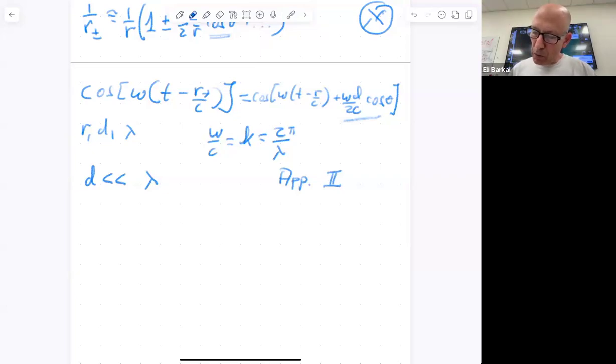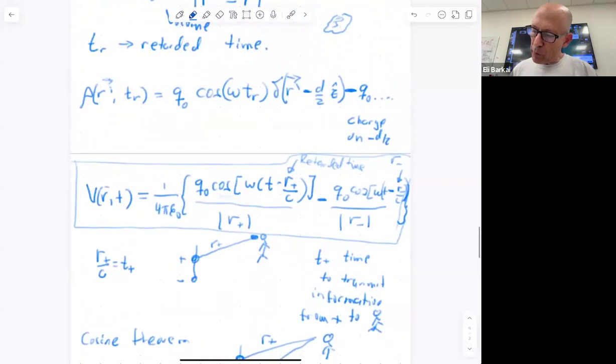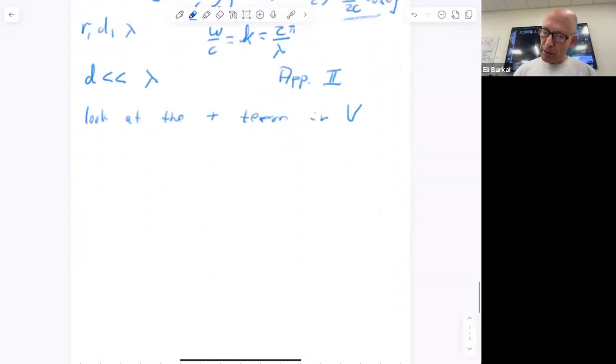So let us look at the plus term in V. So again, I go back here. What I mean by plus term, this is the term with the plus. The other term here is with the minus. I'm looking at one of them. We can call it V plus.